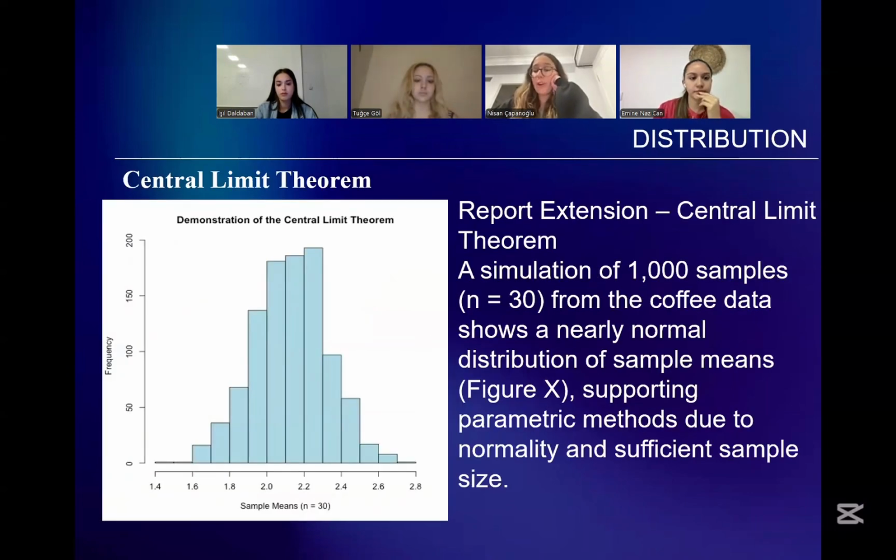We simulated 1,000 samples, each of size 30. The sample means form a nearly normal distribution, even if the original data isn't perfectly normal. This supports using parametric methods with large samples.